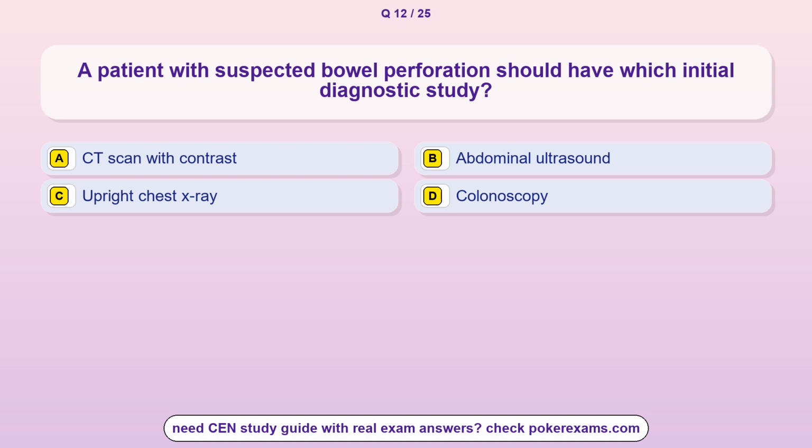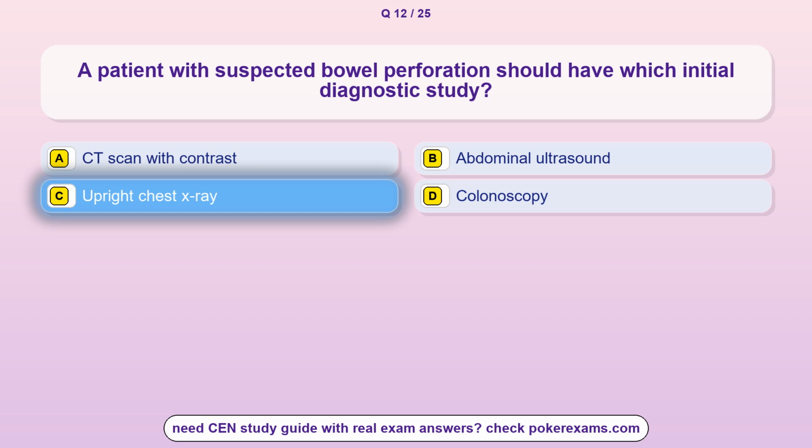Question 12. A patient with suspected bowel perforation should have which initial diagnostic study? Option A, CT scan with contrast. Option B, abdominal ultrasound. Option C, upright chest X-ray. Option D, colonoscopy.